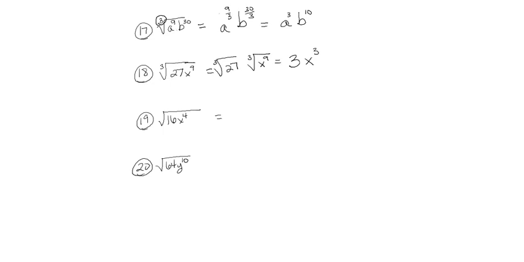Number 19, we have the square root of 16 and the square root of x to the 4th. We know the square root of 16 is 4. And the square root of x to the 4th is x squared. And for number 20, you're probably getting the idea of it. Square root of 64, square root of y to the 10th. Square root of 64 is 8, square root of y to the 10th is y to the 5th.